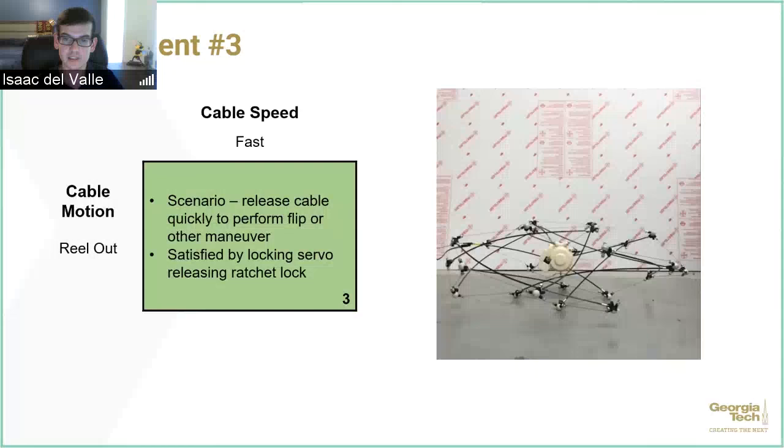So as you can see in the image here, the unit is fully compressed. As the servo releases the ratchet lock, it releases all the elastic potential energy and bounces off the ground.